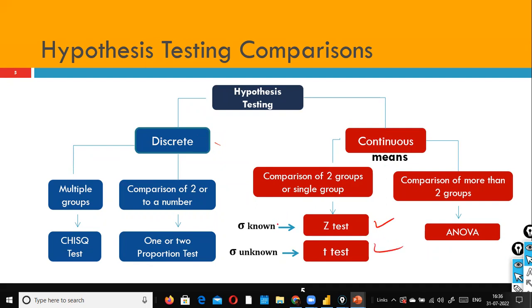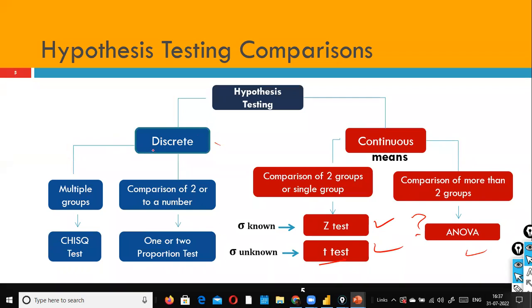Again, there is a caveat here. If you know the population standard deviation, then you can go for a Z test. If you don't know the population standard deviation, then go for a T test. If you have more than two groups, what test can I use? ANOVA. It is pretty simple. If I don't know my population standard deviation, then T test; if I know it, Z test. This is applicable only for a single sample or two independent samples. If I have more than two samples or groups, then you need to use the ANOVA test.